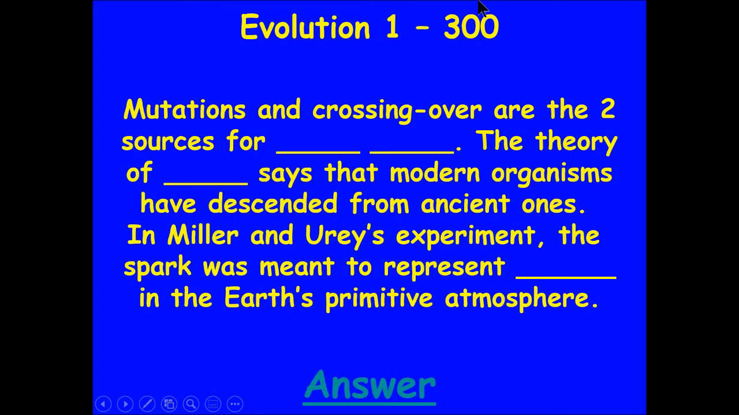Mutations and crossing over are the two sources for blank blank. The theory of blank says that modern organisms have descended from ancient organisms. In Miller and Urey's experiment, the spark was meant to represent blank in the Earth's primitive atmosphere. Answers coming in 5, 4, 3, 2, and 1.